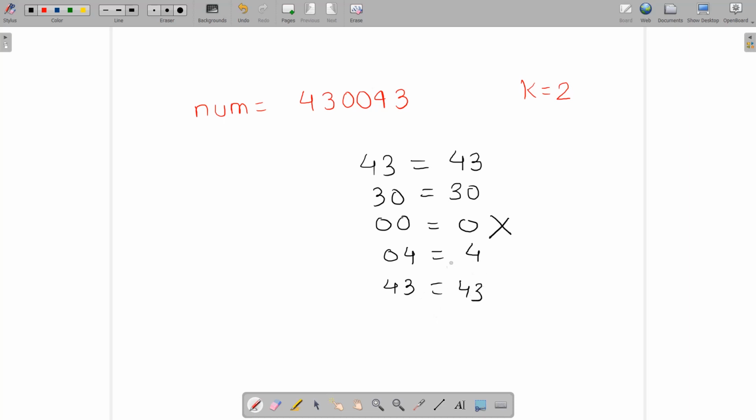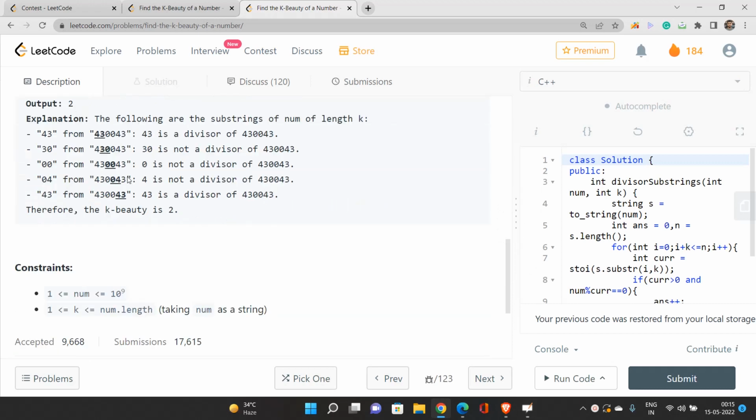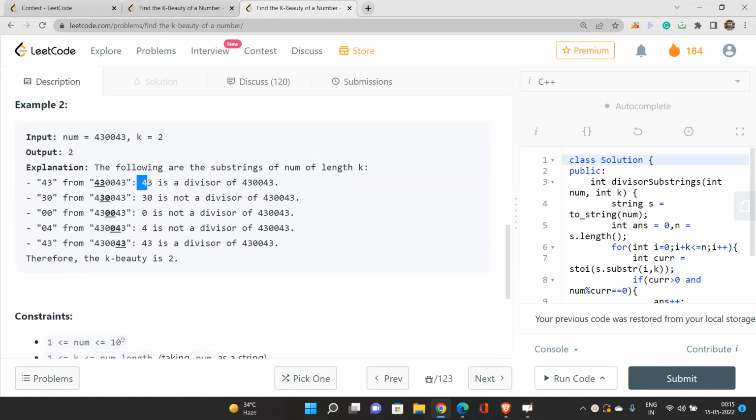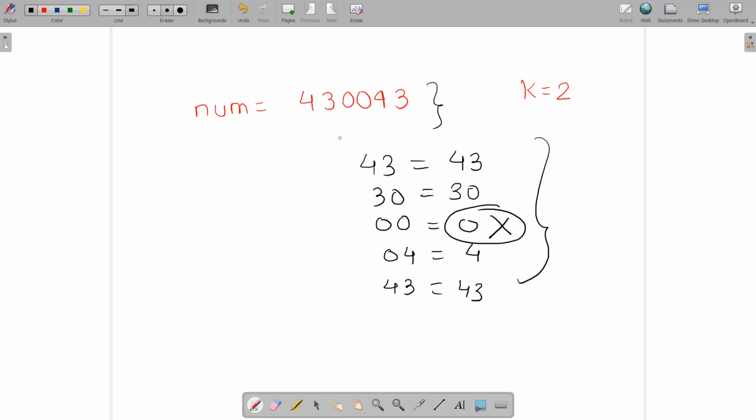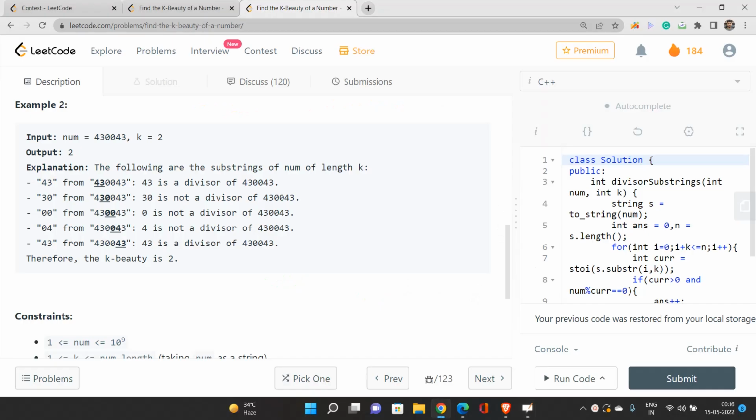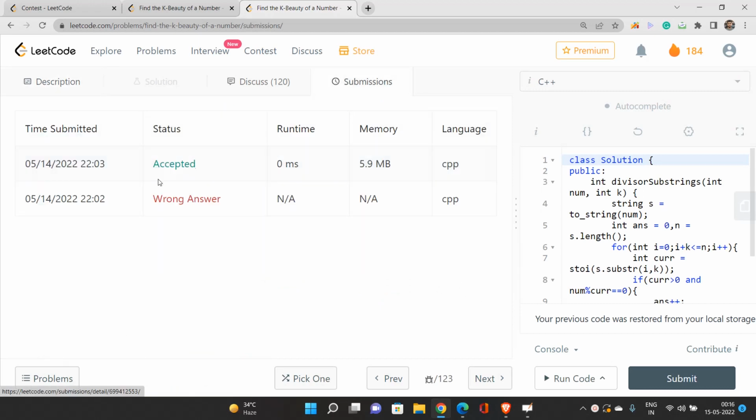Now we need to check how many numbers among this list, noting that we are not counting 0, are divisors of this number num. You are going to see that the only divisor is 43. So what is the number of occurrences of 43 over all these substrings? This one, this one. So our answer is 2. So how are we going to code it up in the best efficient way?